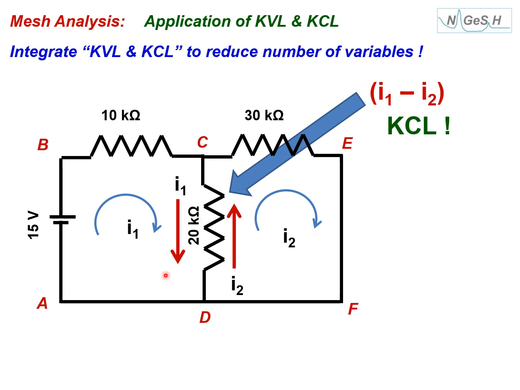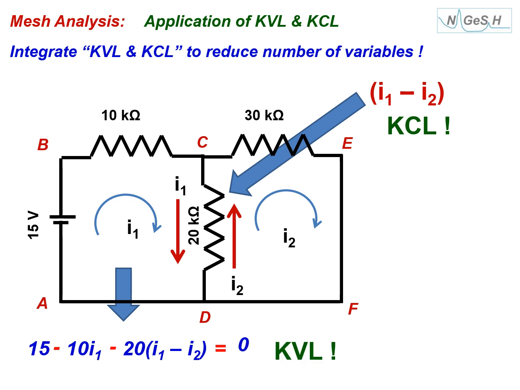Now let's write a mesh equation, that means Kirchhoff's voltage law. For this mesh, we start from here. 15, because you see the current is going from the negative terminal of a battery to the positive terminal, so I take it as 15, minus I1 into 10, minus 20 into I1 minus I2, equal to 0. When I am in mesh 1, I will write I1 minus I2. I1 is positive because it is in the direction of the mesh current.